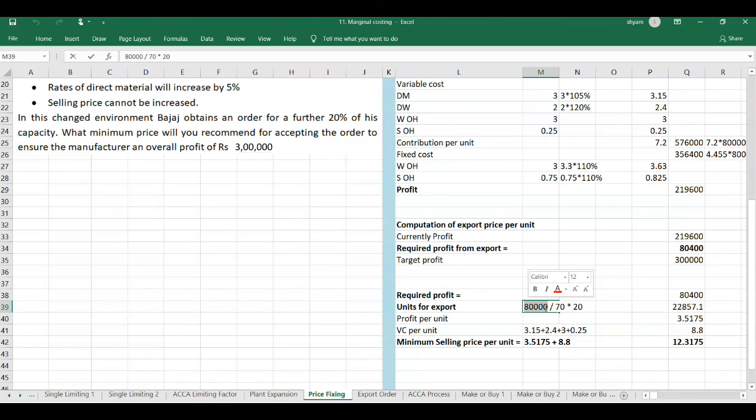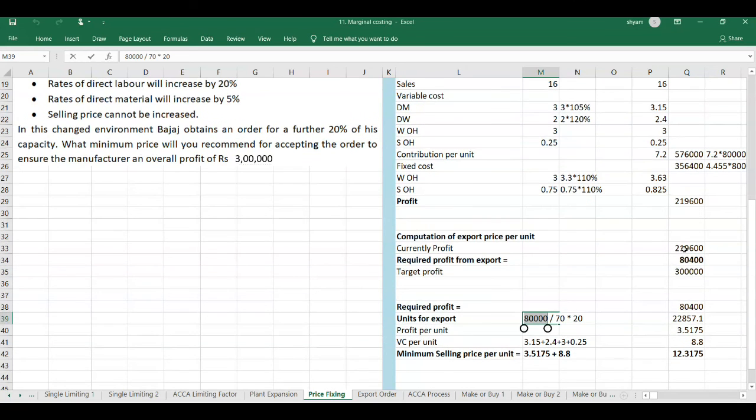80,000 is the 70% capacity of the company and 20% is the required capacity. So multiply with that and we get this number. So how did we get the required profit? The company wants to have a target profit. The current profit is 2,96,000. The difference between that is 80,400.